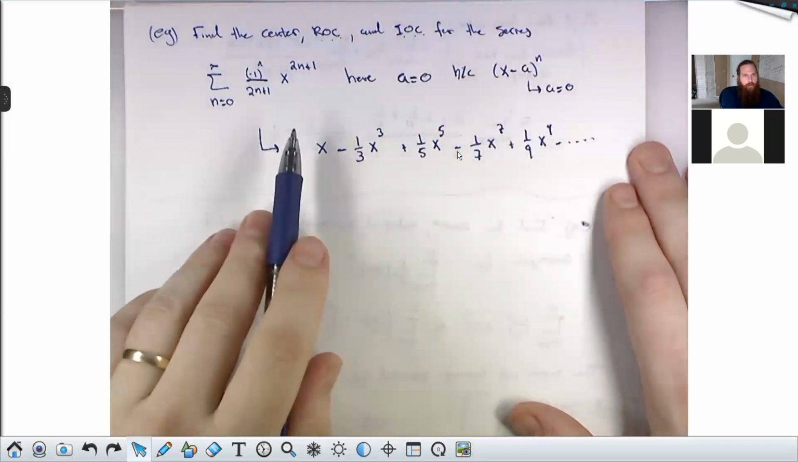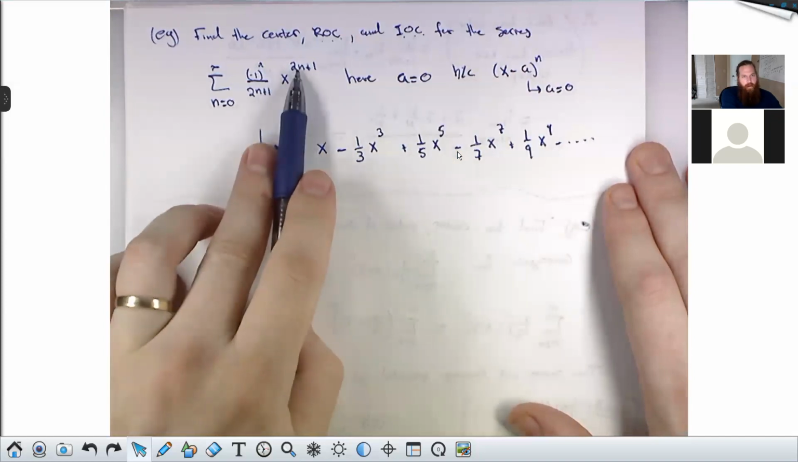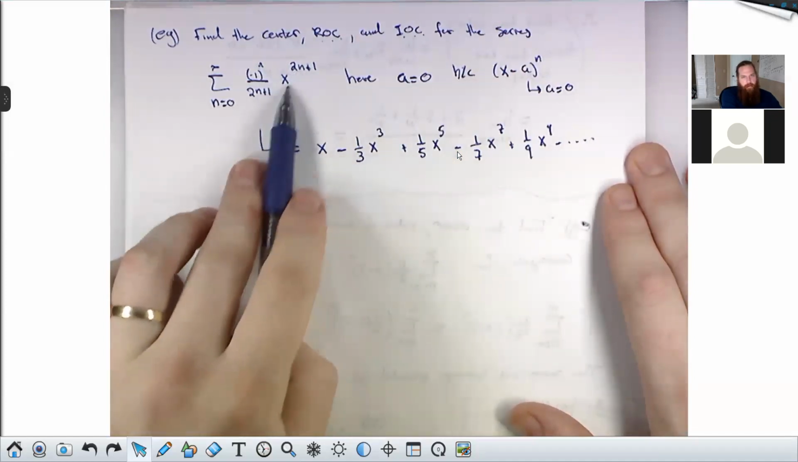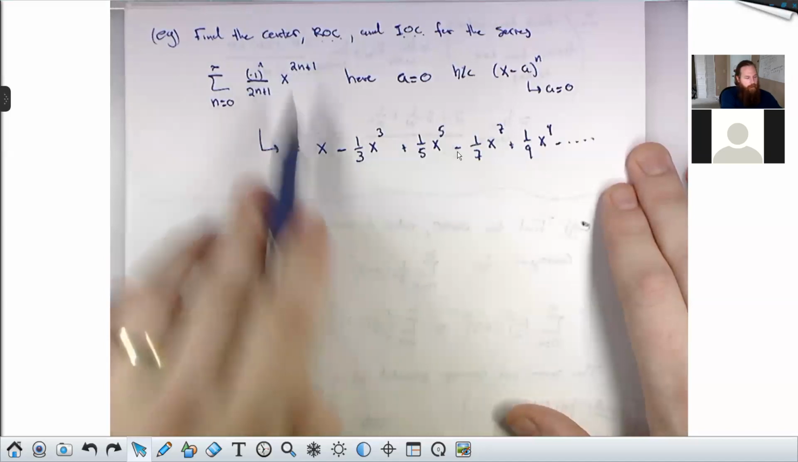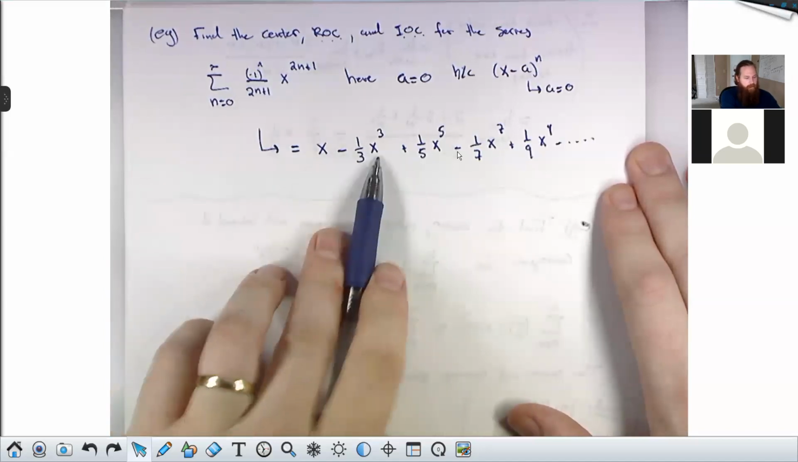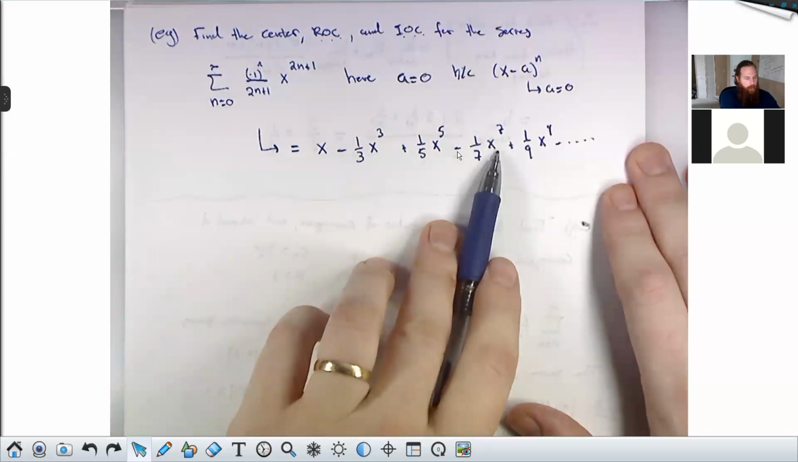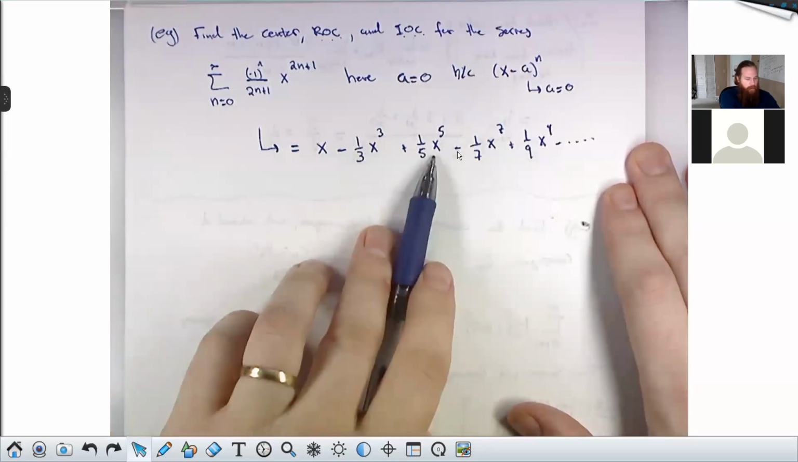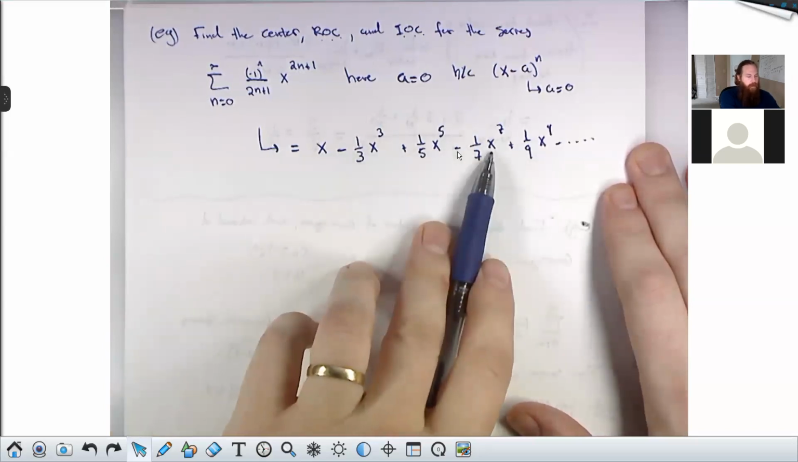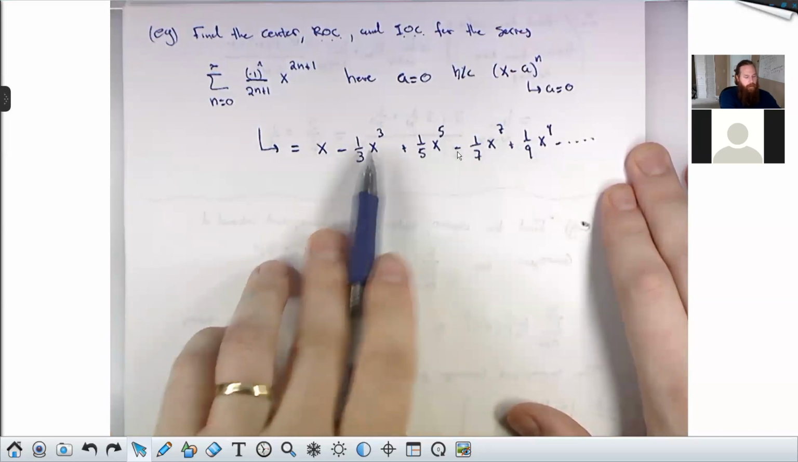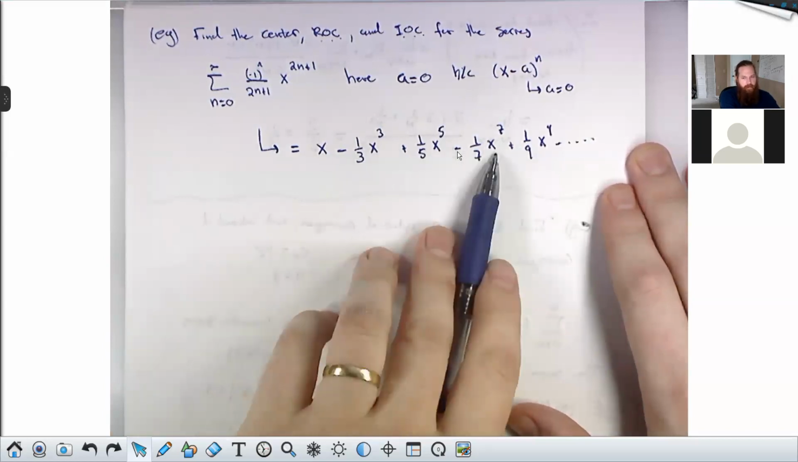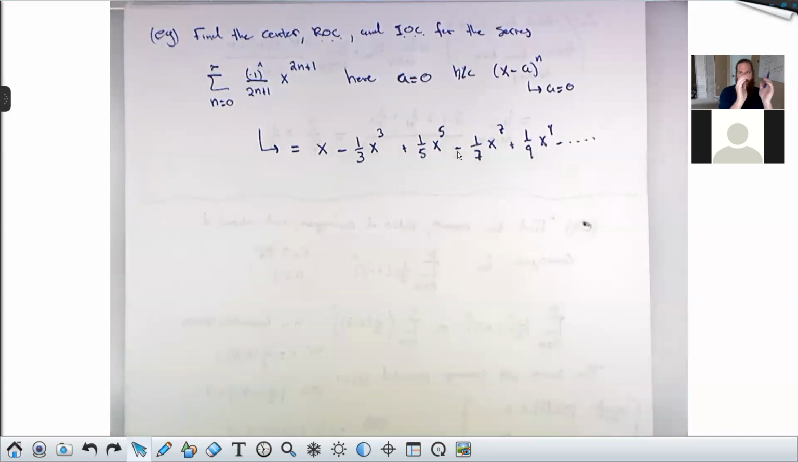So there's a couple weird things here, right? Rather than having like x to the n or x minus 5 to the n, I've got x to the 2n plus 1. But if you look in here, this is just x, this is just x, this is just x, this is just x. So rather than having like x minus 1 cubed, x minus 1 to the 5, x minus 1 to the 7, this is like x minus 0 cubed, x minus 0 to the 5, x minus 0 to the 7. So the thing that's being subtracted from x before you raise it to the power, that's always your center. It's a little bit weird.